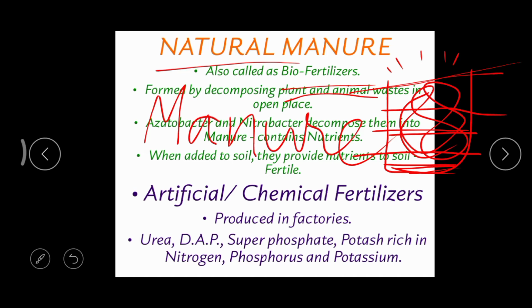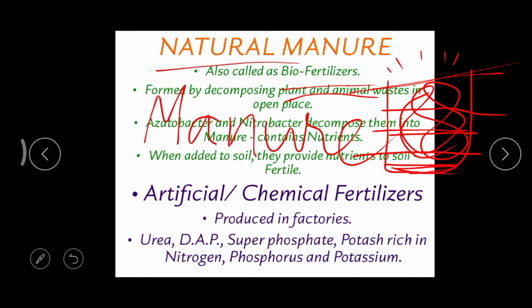But nowadays the farmers have become very busy, and that's why they are not able to prepare all this manure. So what they do is simply go to the shops and purchase these artificial fertilizers. And here, what's the next one?